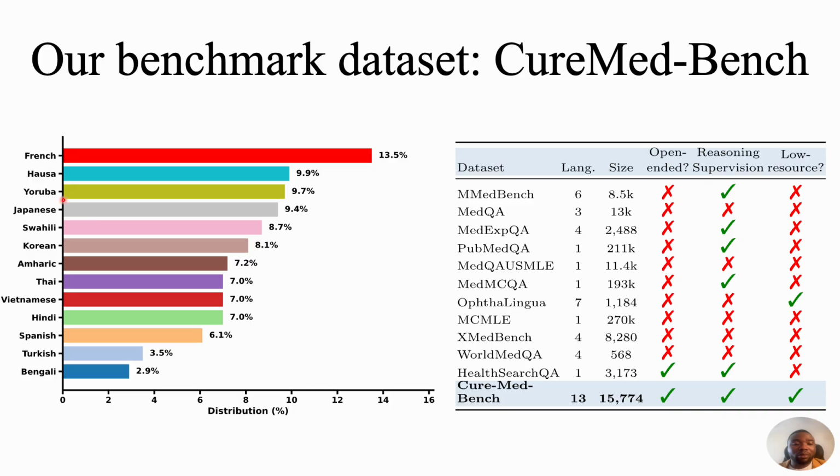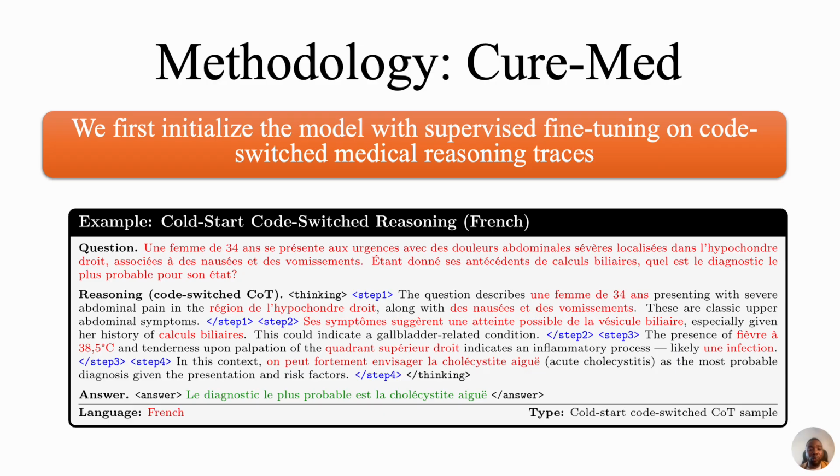The details of our benchmark consist of 13 different languages, from French to Bengali, French having about 13.5% and Bengali having 2.9%. And our dataset is unique in its own way. It is an open-ended dataset as compared to others. It has reasoning supervision, that is a step-by-step reasoning approach, and we also covered low-resource languages.